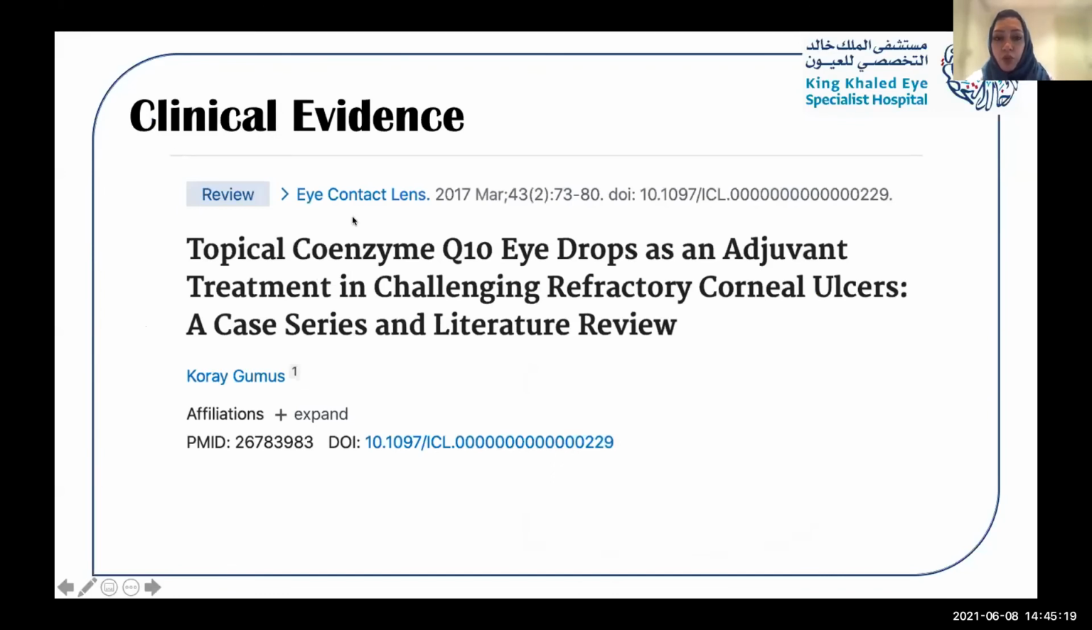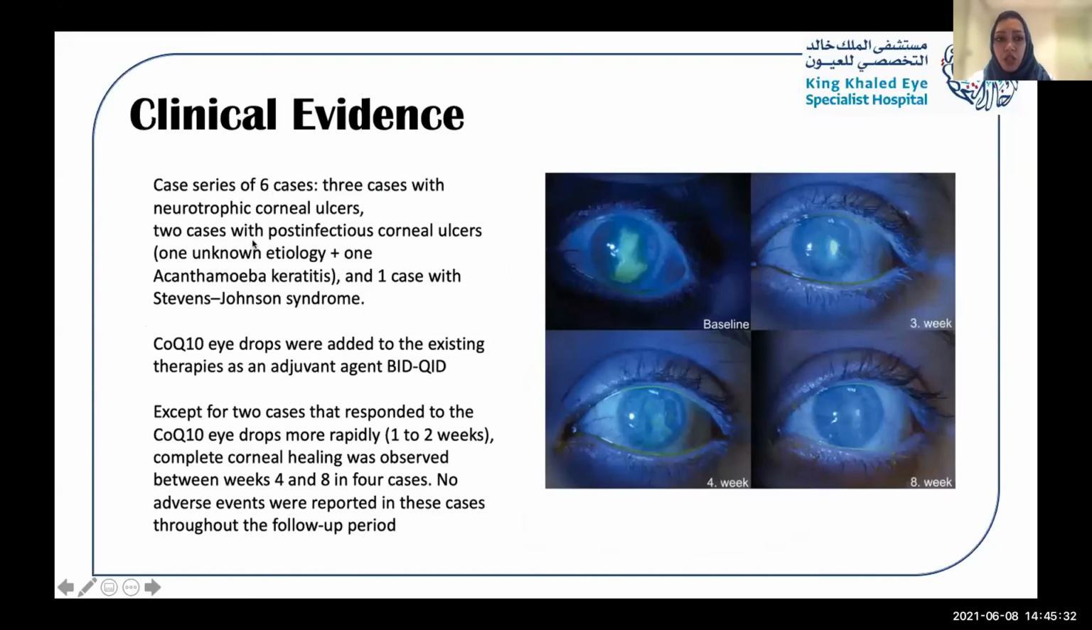This is a review and a case series of using this coenzyme drops for treatment of refractory corneal ulcer. Again, there were different underlying pathologies like neurotrophic ulcer, post-infection, post-acanthamoeba, Stevens-Johnson, dry eyes, all of that. It was used variably between twice a day to 4 times a day. And most of the cases responded within 4 to 8 weeks. Only 2 cases responded faster, in 2 weeks.